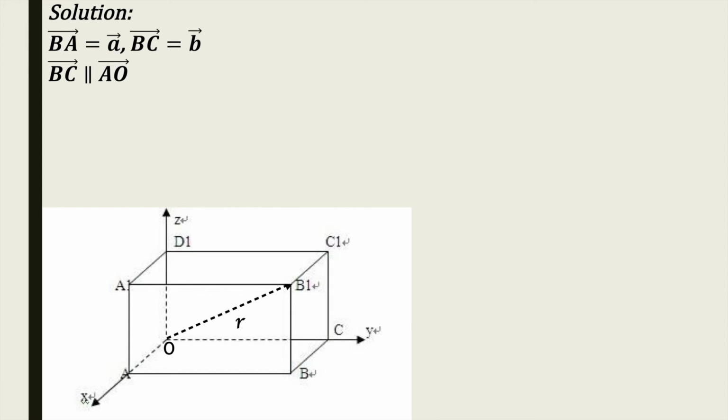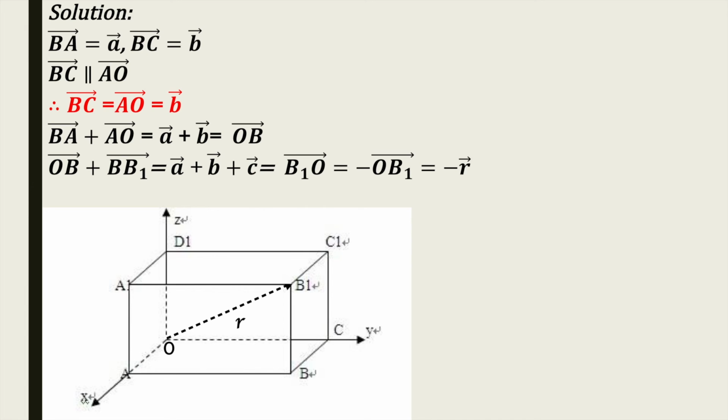As vector BA equals vector A, vector BC equals vector B. Also, vector BC is parallel to vector AO. So, vector BC equals vector AO equals vector B. Also, vector BA plus vector AO equals vector A plus vector B equals vector OB.